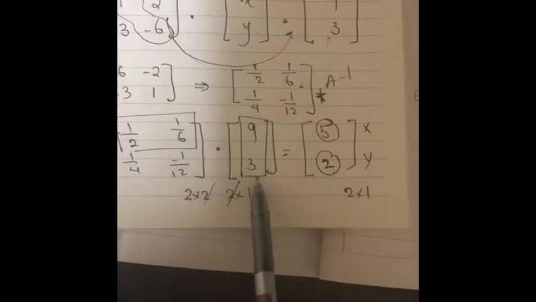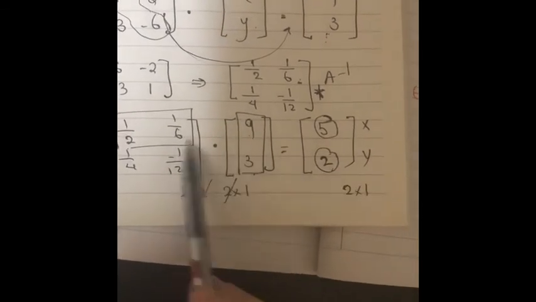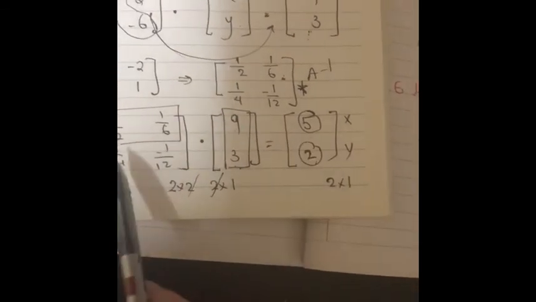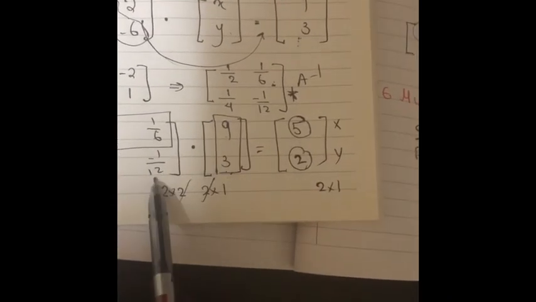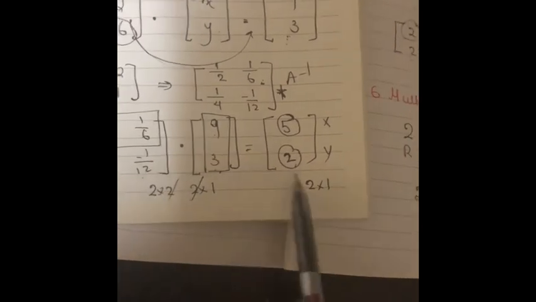By the way, I calculated it and the answer came to be 5 and 2, if you're trying. 9 over 2 plus 3 over 6, that's 4.5 plus 0.5, that's 5. And here 9 over 4 is 2.25 minus 3 over 12, which is 1 over 4, so 2.